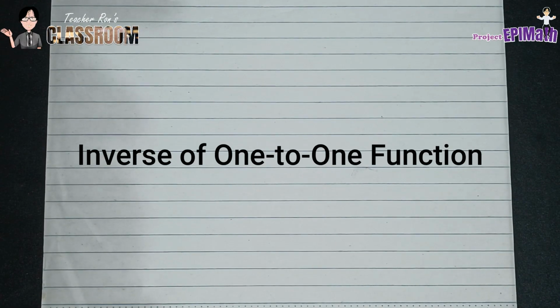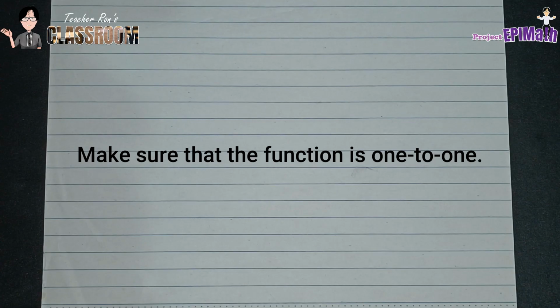For this video, I'm going to teach you how to find the inverse of a one-to-one function. To find the inverse of a one-to-one function, kinakailangan siguraduhin muna natin na ang ating given function is a one-to-one. So kung hindi siya one-to-one, then we don't have an inverse. And to find the inverse, we have 3 steps.